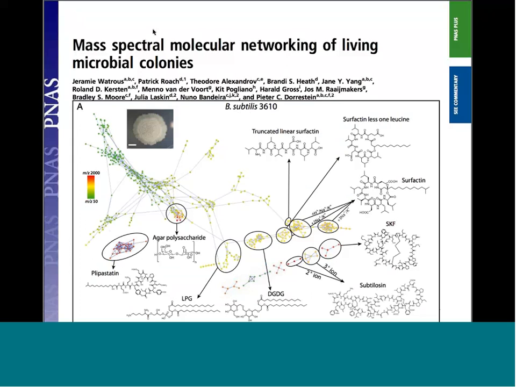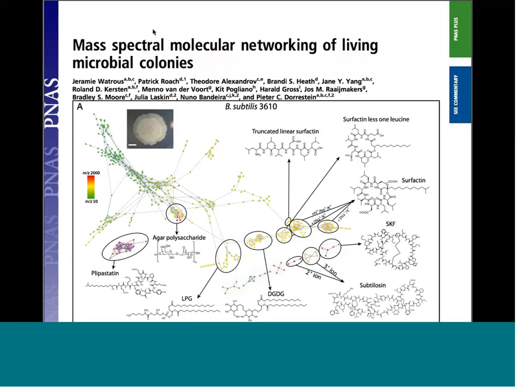What molecular networking allows one to do is basically create a map of all chemical space that was detected by mass spectrometry. And it does so based on relationships between the spectra. And the way I think about relationships between the spectra is that this is a relationship among the molecules that we could detect by mass spectrometry.